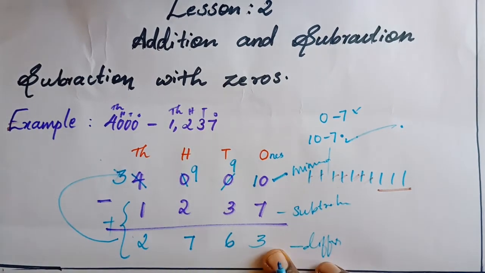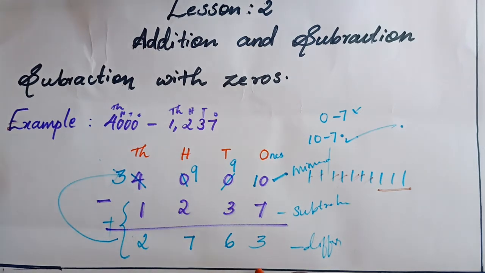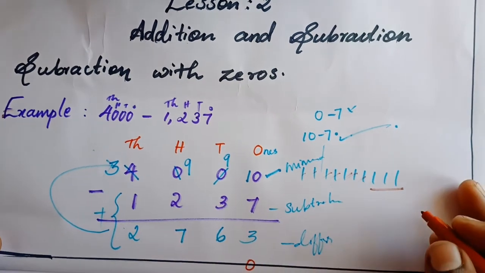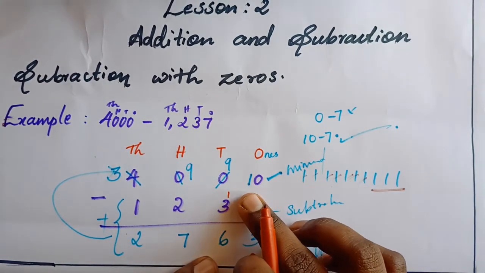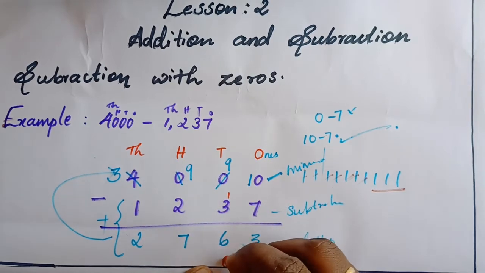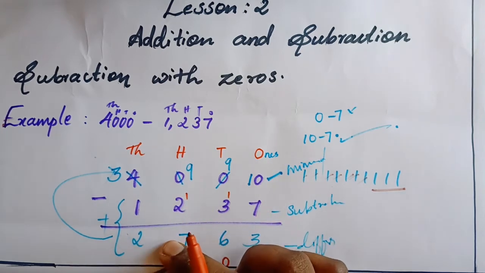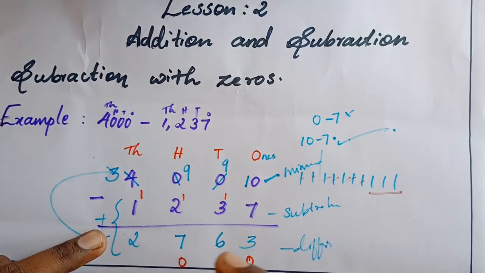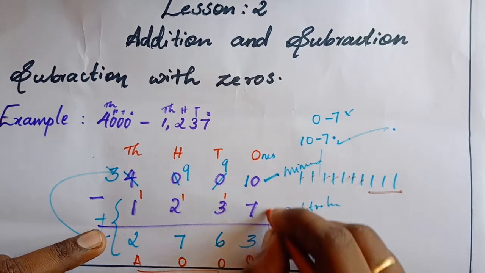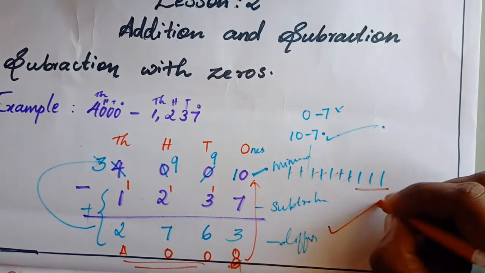Okay, so let's check. 7 plus 3, what is 7 plus 3? It is 10. 0, remaining 1. 3 plus 1, 4. 4 plus 6, again 10. 0, remaining 1. 2 plus 1, 3. 3 plus 1, 4. So you will get the minuend as the answer. So your subtraction is correct. Okay guys.